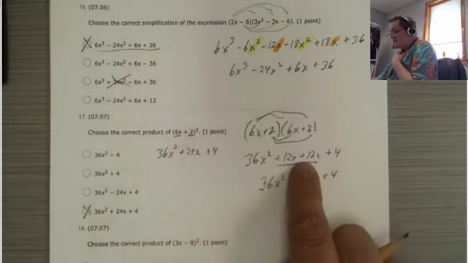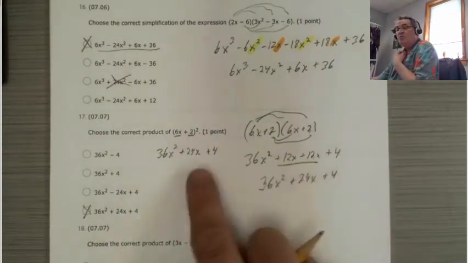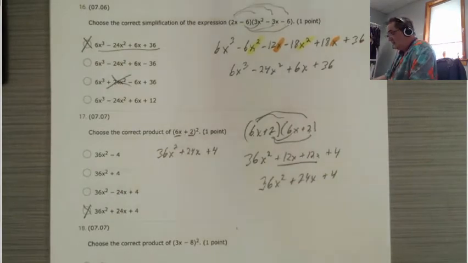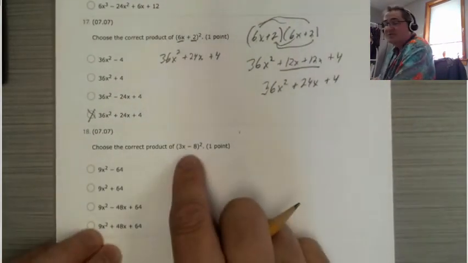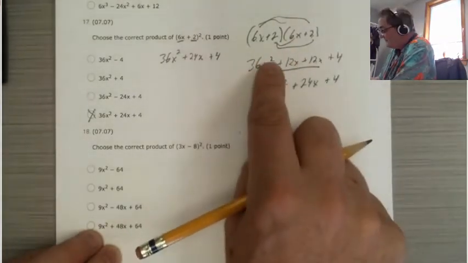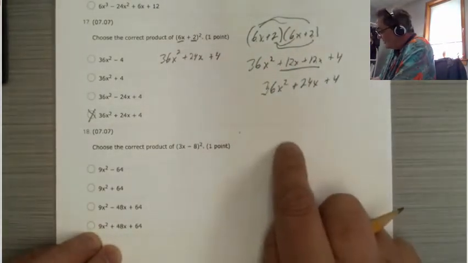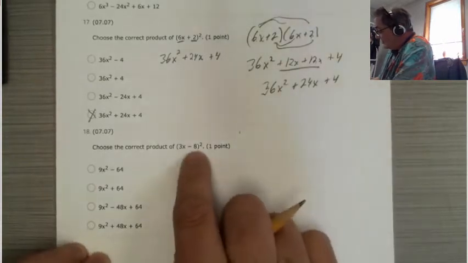Okay, you can do it like this, or you can do it with the shortcut, whichever you are more comfortable with and will not mess up, right? Don't use a shortcut if it's going to mess you up. I'm going to do this one with the shortcut since we talked about this way. I could write 3x minus 8 and 3x minus 8 and do that. But I'm going to do the shortcut.